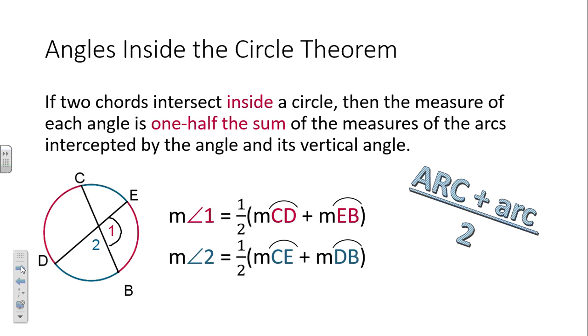Okay? To find angle 2, our blue angle, we find the big blue arc plus the small blue arc, and we divide it by 2. So far, so good? Add them up, divide by 2. Inside, you add, divide by 2, and the vertical angle and the angle itself will have the same measure. Make sense? All right, so let's look at the first example of this one.